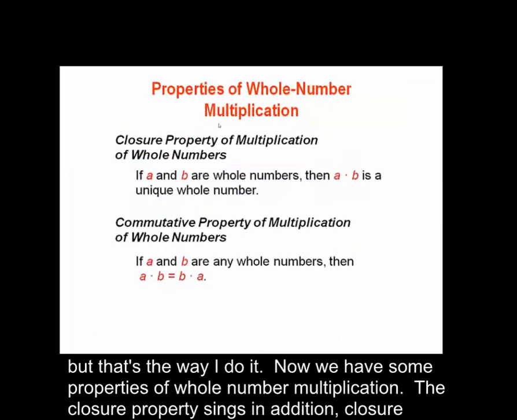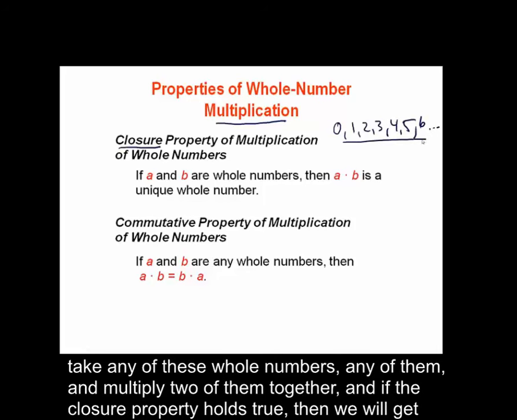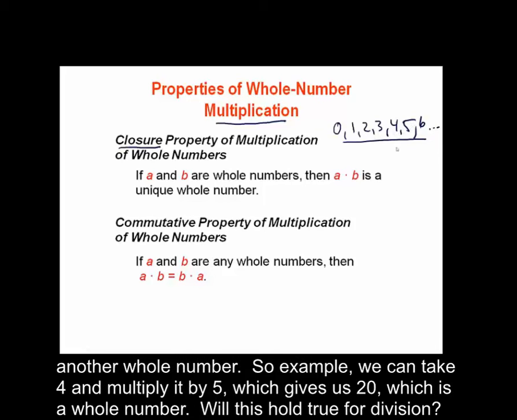Now we have some properties of whole number multiplication. The closure property is the same as in addition. Closure property of multiplication: if we have the whole numbers, which are 0, 1, 2, 3, 4, 5, 6, and so forth, what the closure property says is we can take any of these whole numbers and multiply two of them together. And if the closure property holds true, then we will get another whole number. For example, we can take 4 and multiply it by 5, which gives us 20, which is a whole number.